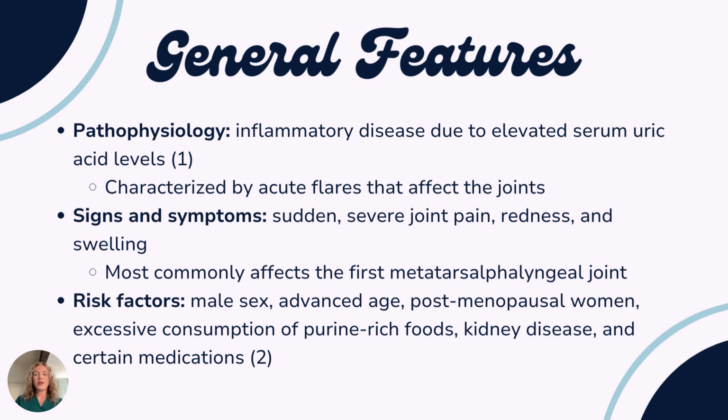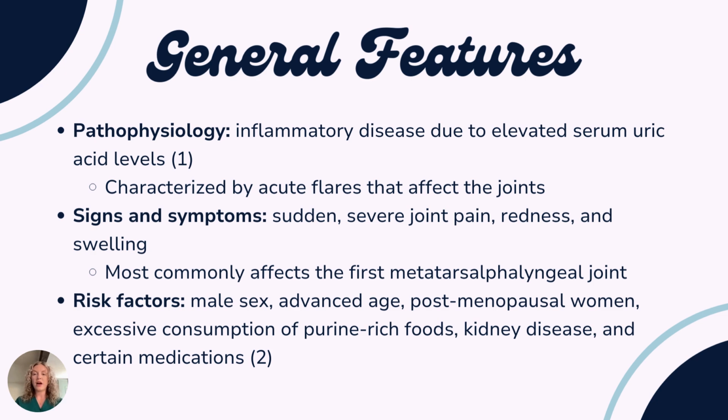So, general features. Gout is an inflammatory arthritic disease affecting the joints. The disease is characterized by acute gout flares that present as a sudden, extremely painful red joint. The first metatarsophalangeal joint, or the big toe, is most commonly affected. In patients with gouty arthritis, elevated serum uric acid levels cause urate crystals to be deposited within the joint space. These crystals cause damage in the joint space, leading to an acute flare, and that causes the pain, inflammation, and redness that we commonly see in these patients. Chronic uncontrolled gout may present as persistent joint pain, stiffness, and diminished range of motion.